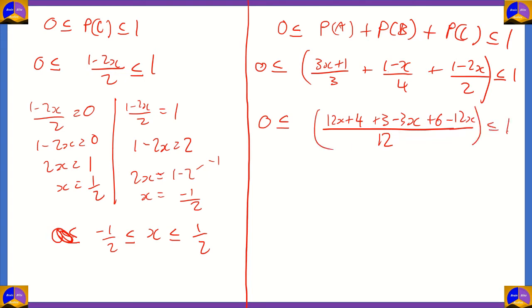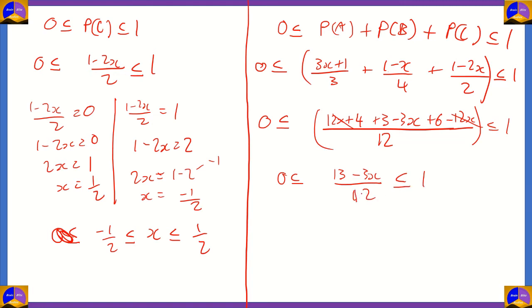And then less than or equal to 1. So 12x and 12x gets cancelled. And you have 4 plus 6 is 10. 10 plus 3 is 13. So 0 less than or equal to 13 minus 3x divided by 12 less than or equal to 1.